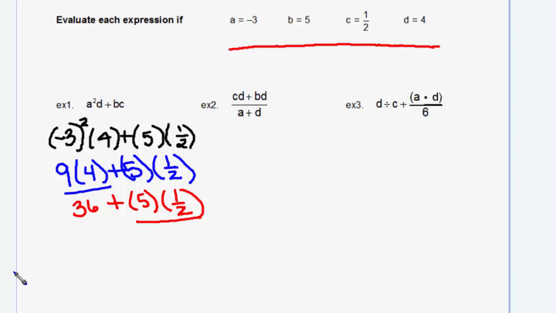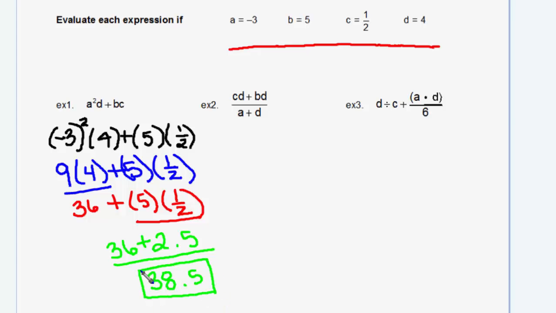Next would be multiplication. Now this is kind of yucky because it's going to give you a decimal. You can write it as a fraction or a decimal. I'm going to write it as a decimal, 2.5. And then I'm going to add 36, that's my final step. I'm going to get 38.5. Okay, notice how I did everything step by step just like you do for order of operations. Alrighty, I'm going to have you guys try example 2 at the very end.